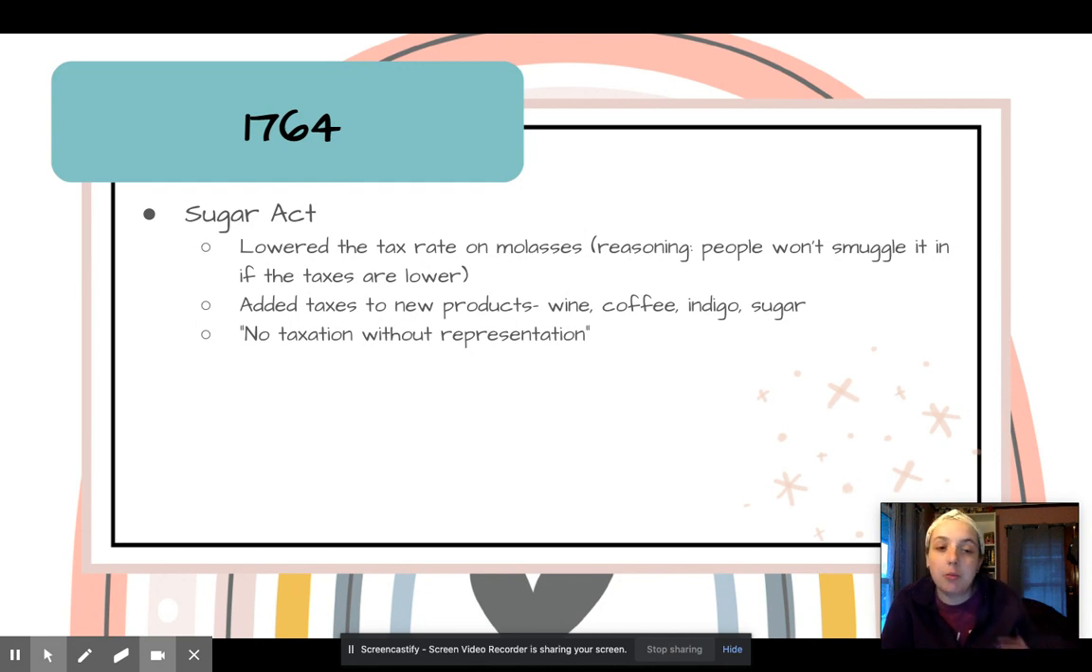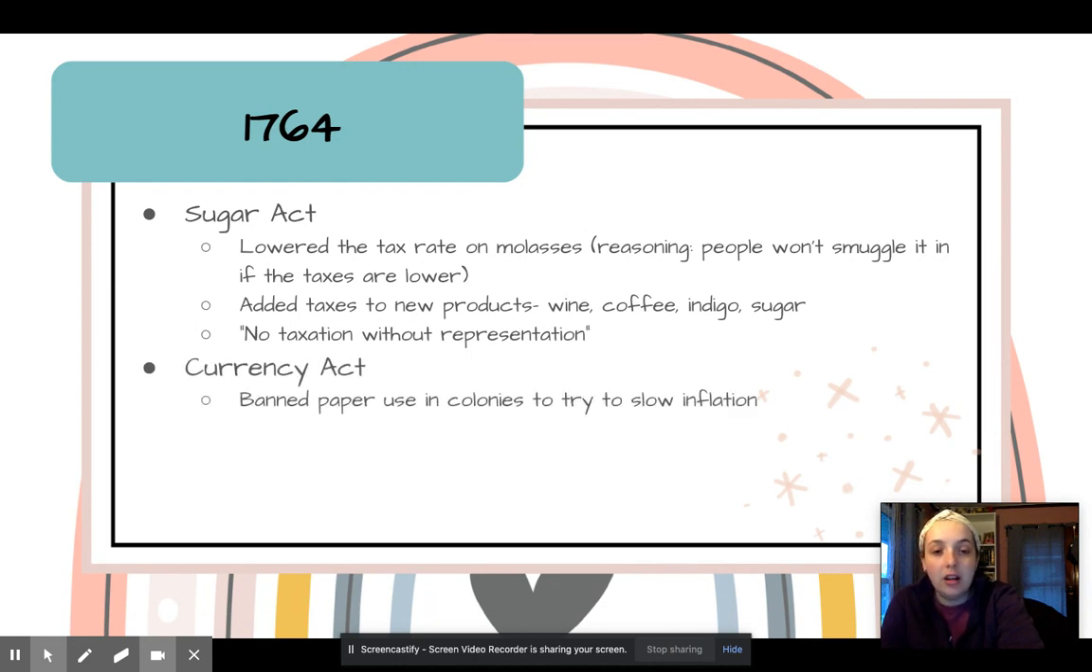No taxation without representation means that we shouldn't be taxed if we don't have representation in the government, or we don't have our voice in the government, which the colonists did not have. They also put in place the Currency Act. This banned the use of paper money in the colonies to try to slow inflation. So they couldn't have as much money, because if there was more money, it would cause inflation, and then the currency isn't going to be worth as much.